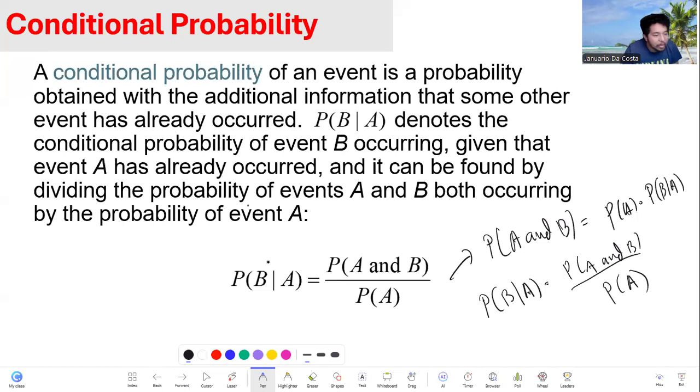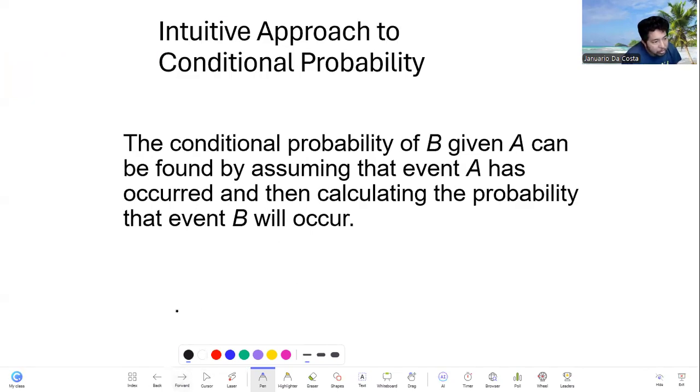That's what entails conditional probability. So what does that mean? The conditional probability of B given A can be found by assuming event A has already occurred.